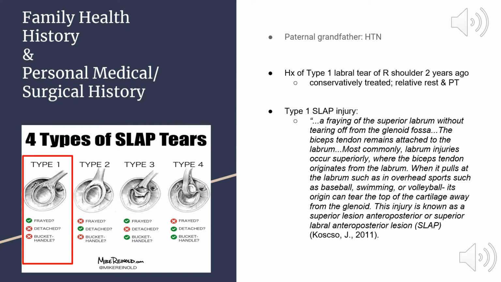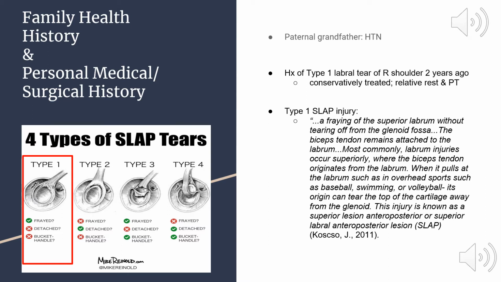So according to this definition, we have a type 1 SLAP injury being defined as a fraying of the superior labrum without tearing off from the glenoid fossa. So most commonly, the labrum injuries occur superiorly, where the biceps tendon originates from the labrum, and then when it pulls at the labrum, like with overhead sports like baseball in this case, its origin can tear the top of the cartilage away from the glenoid, and this injury is known as a SLAP lesion or a superior labral anterior to posterior lesion.